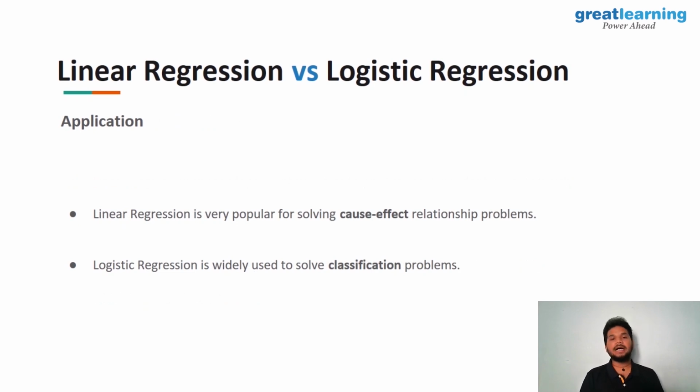The second point in our comparison is going to be the application, right? As we've already discussed, linear regression is extremely popular whenever we have to build and determine a linear relationship in terms of cause and effect problems, right? There it's very, very common. And the common term for cause and effect relationship problems is regression itself.